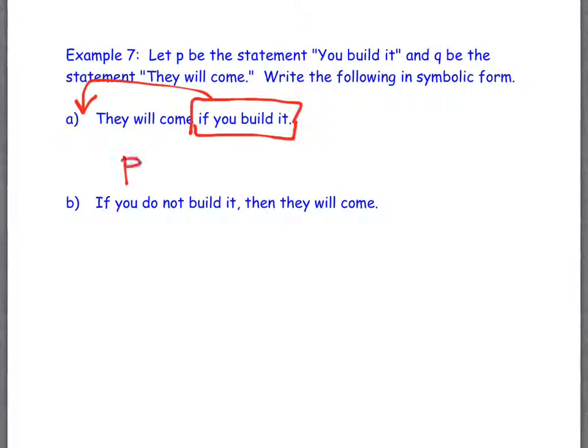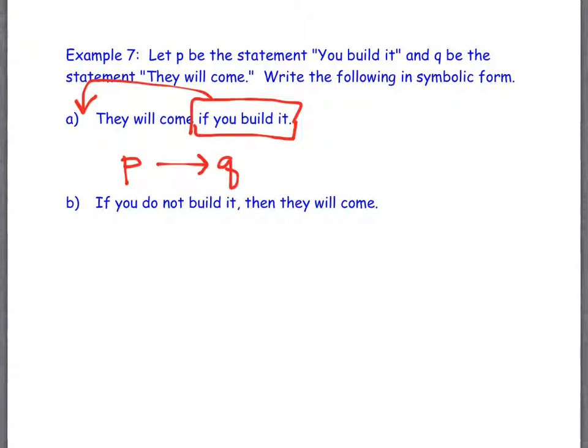P. Because this is an if-then statement, what comes next? An arrow. And the conclusion of that is they will come, which is the Q. So this is P, arrow, Q, but written in a way that's a little bit different in terms of the language, in a way we use all the time.